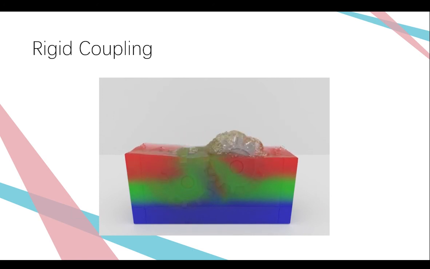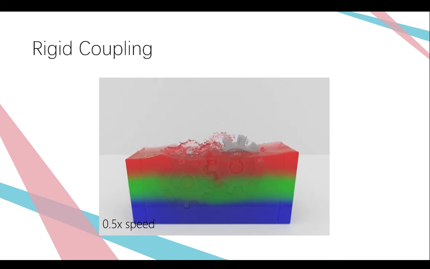In this example, the three phases have different densities, and the gear's motion mixes them together. When the gears stop, the phases tend to separate back into layers.